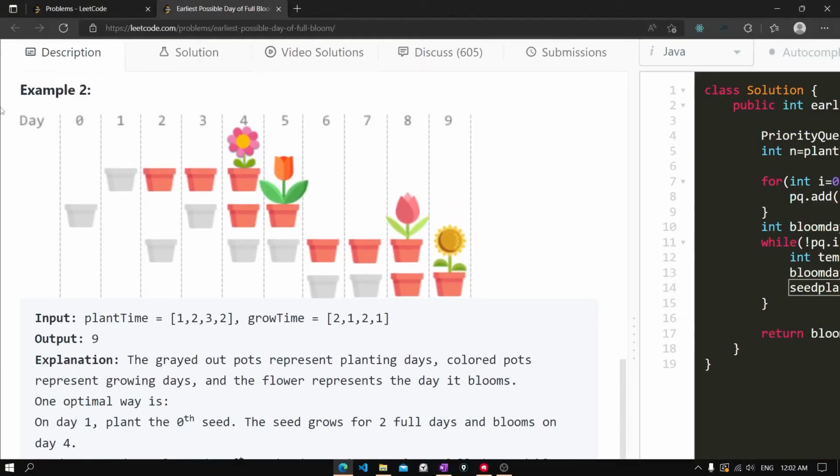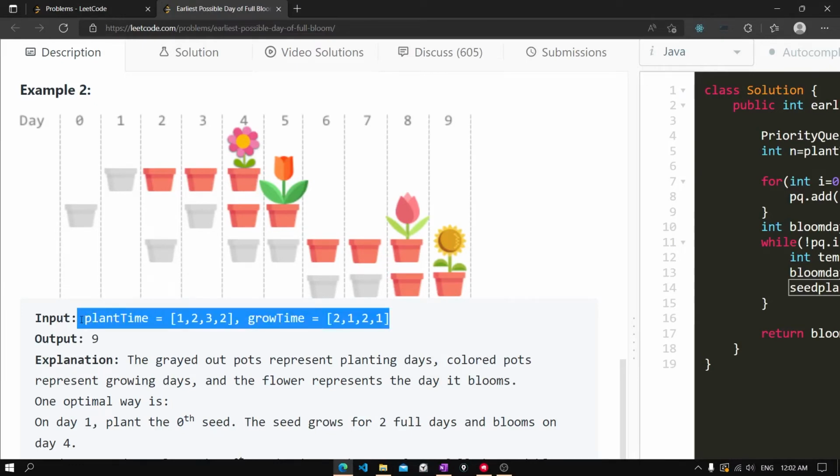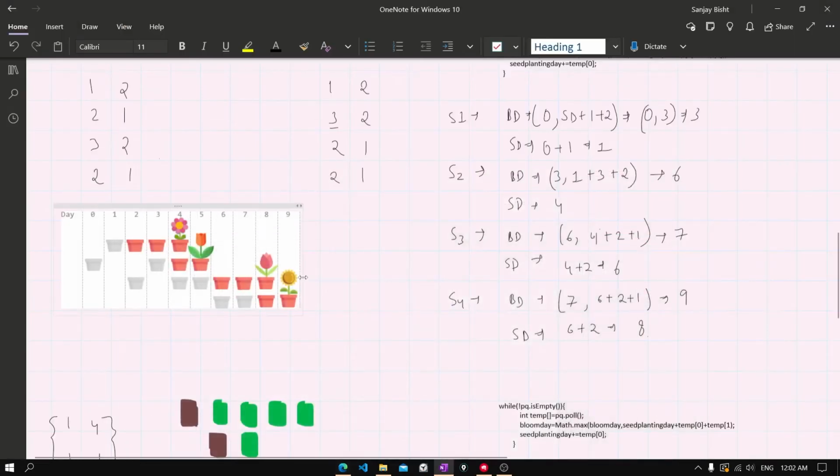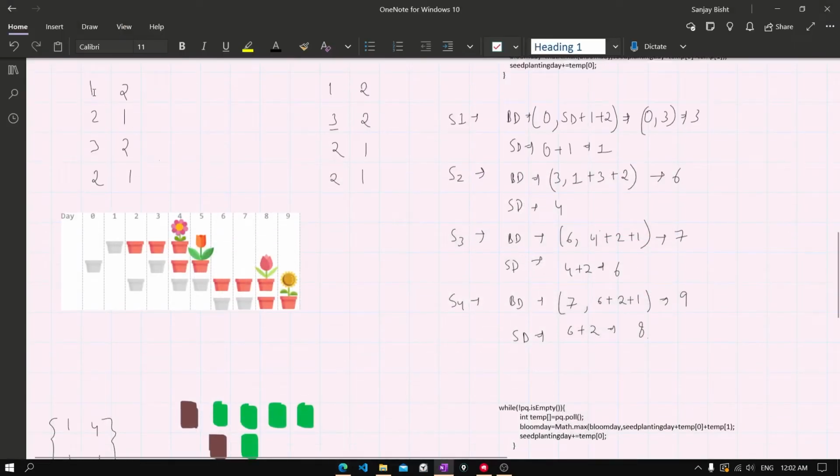Suppose we are looking at example 2, and we have this plant time and grow time. We want to get the minimum, which is 9. So how can we proceed for that? First of all, this is the existing data which we are given. We have now sorted it according to the grow time, so it will look something like this.